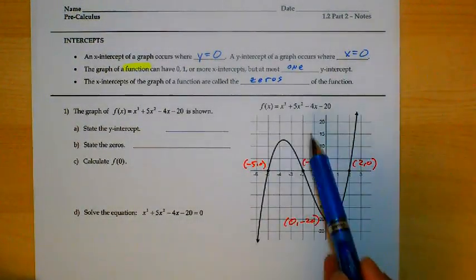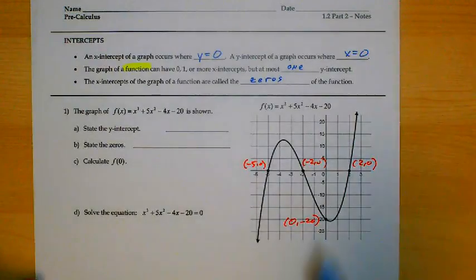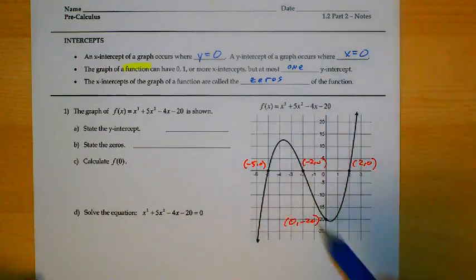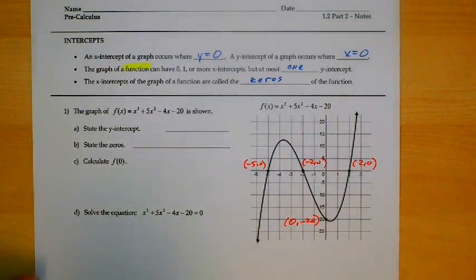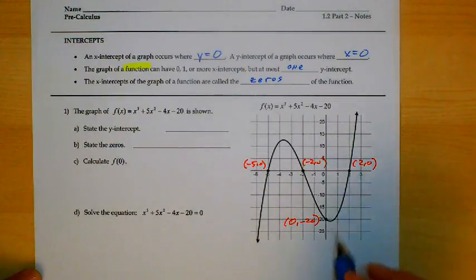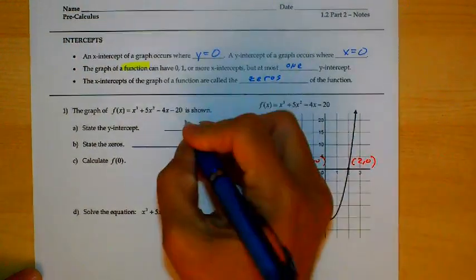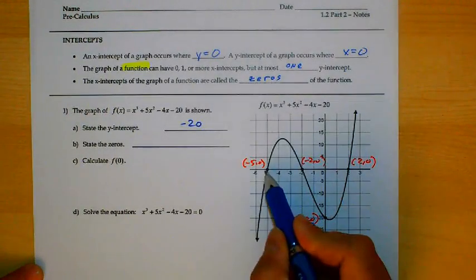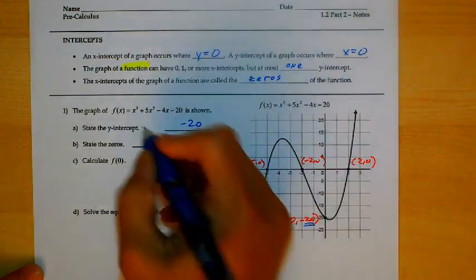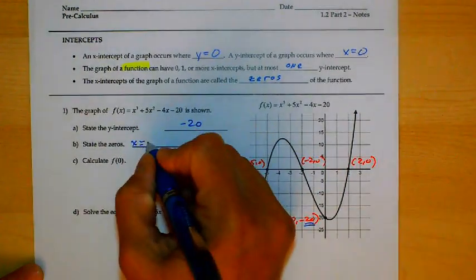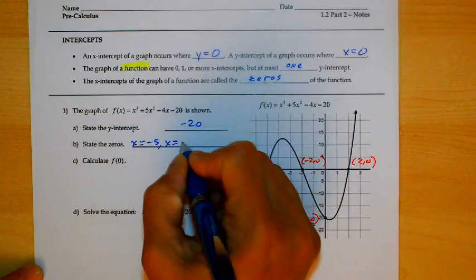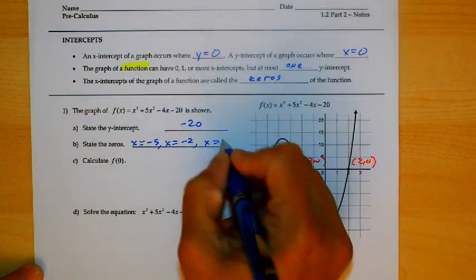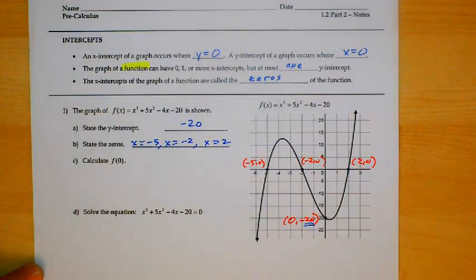So over here we do have the graph shown of x cubed plus 5x squared minus 4x minus 20. You can see a nice cubic shape, 3 x-intercepts. And if we want to look for the y-intercept right down here, negative 20. When we want to state the zeros of this function, we will note that the three x values that cause a y value of 0: x equals negative 5, x equals negative 2, and x equals positive 2. These are the three zeros of the function.